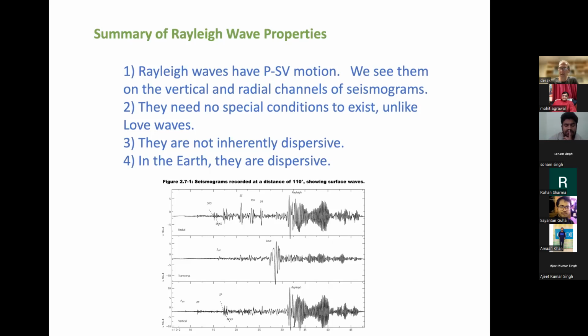But in the Earth, because the S wave velocity in the Earth increases with depth, they are dispersive, which means that the longer period Rayleigh waves travel faster because they see higher velocities than the shorter period Rayleigh waves.